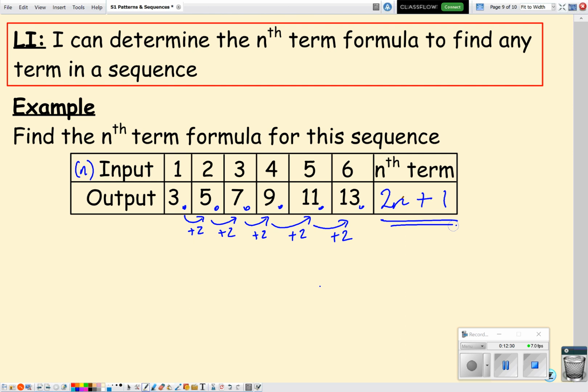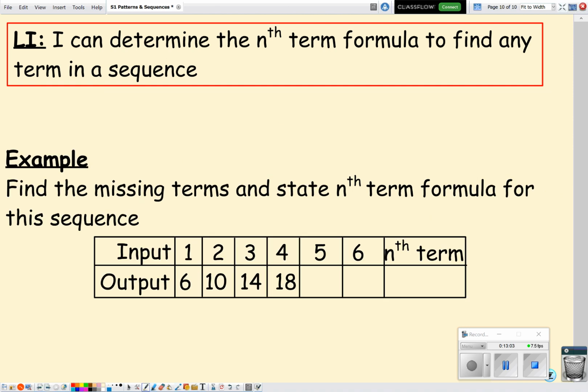Right? And again, just to prove that it works, that these are no flukes, we'll do it for the 6th term, where n would be equal to 6. So 2n plus 1 will give you 2 times 6 plus 1. So 12 plus 1 is 13. That's what we have. Okay? Multiplier and correction number.